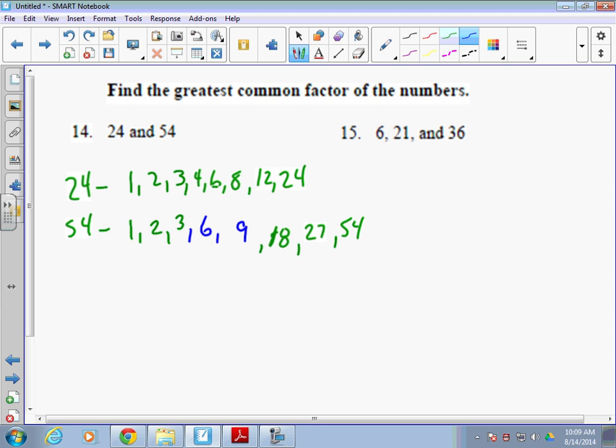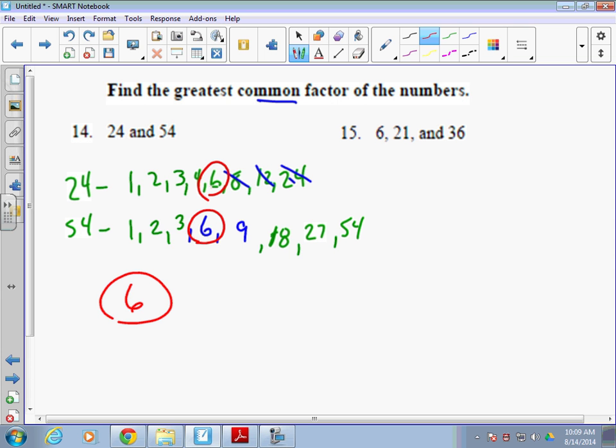So your largest factor that they have in common, just go through the top. Common means they both have the same. 24 is not in common with the other one. 12 doesn't, 8 doesn't, 6 is the one. They both share 6, so 6 is the greatest common factor.